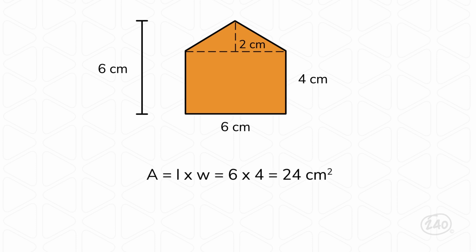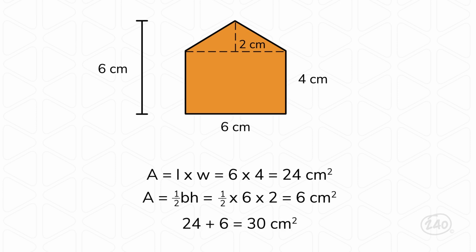The area of a rectangle is length times width. So in this case, 6 times 4, or 24. Then the triangle is 1/2 times base times height. So 1/2 times 6 times 2, or 6. Add them both together and the area of this shape is 30 centimeters squared.